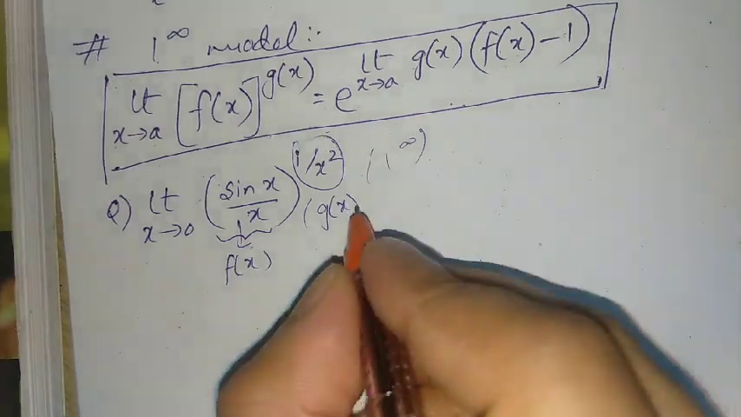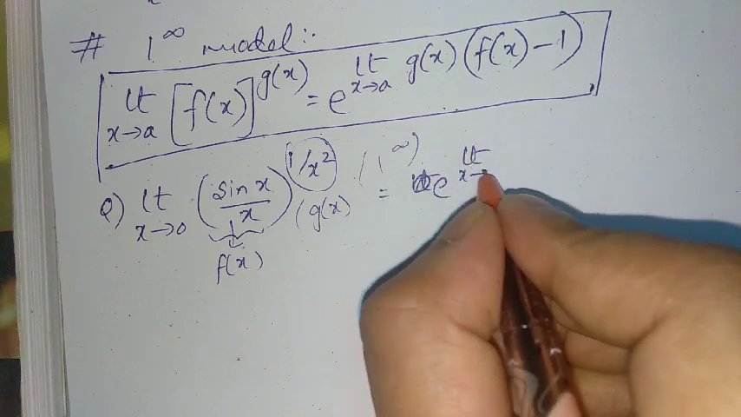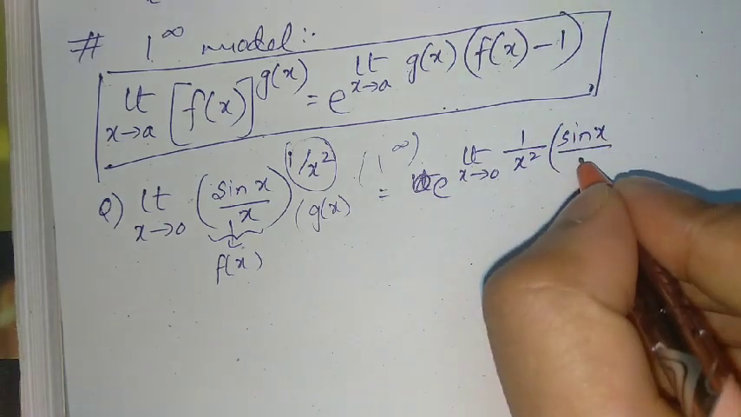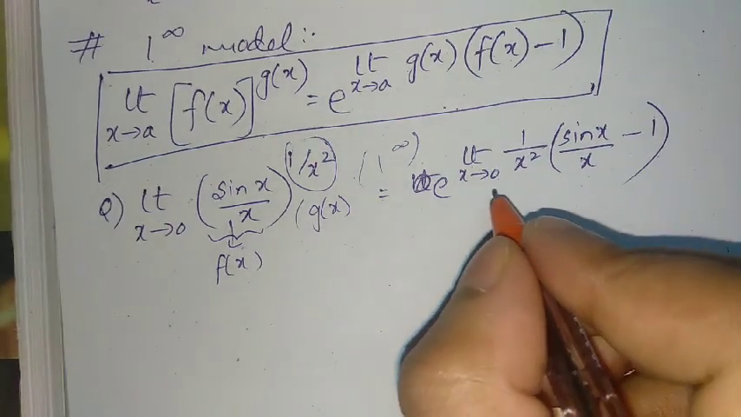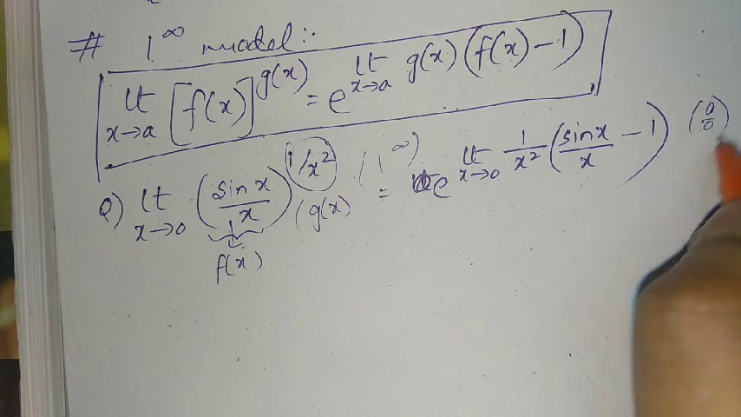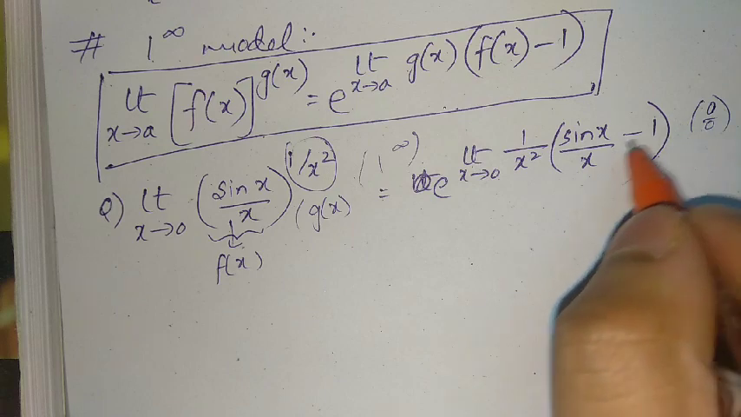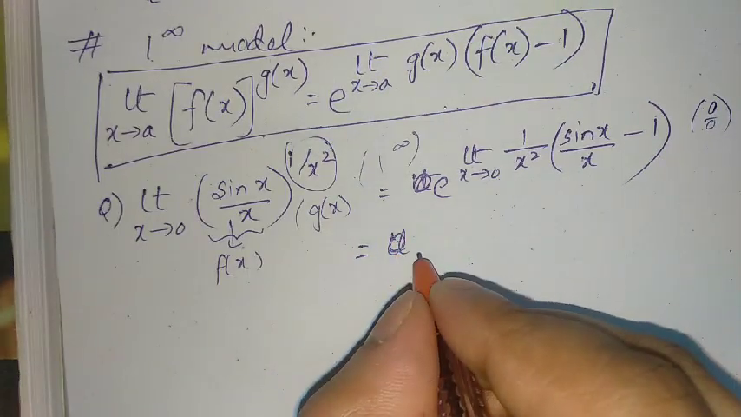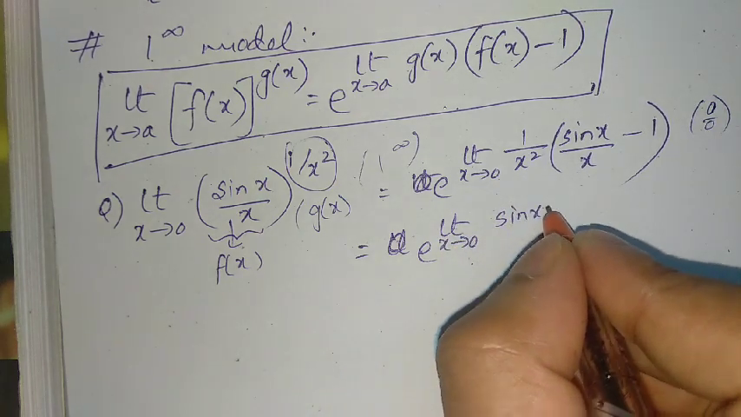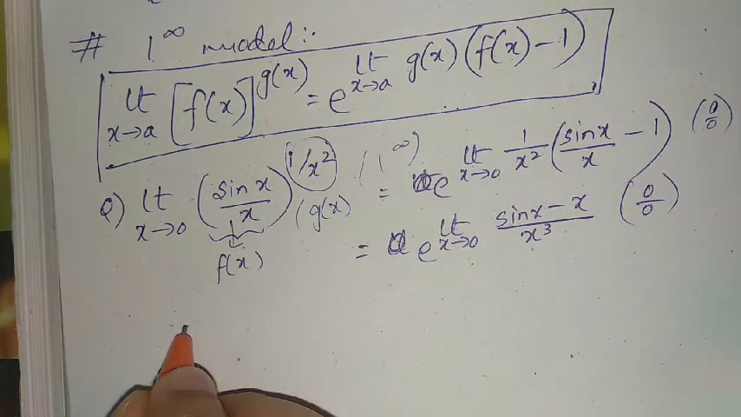So what we will get is e to the power limit x tends to 0, g(x) which is 1 by x square, into (f(x) minus 1), that is sin x by x minus 1. Here, as you can see, the power is nothing but a 0 by 0 form, so we can use L'Hospital's rule. But before that, let us simplify. By taking LCM, we will get e to the power limit x tends to 0, (sin x minus x) by x cube. This is also 0 by 0, so we will apply L'Hospital's rule.